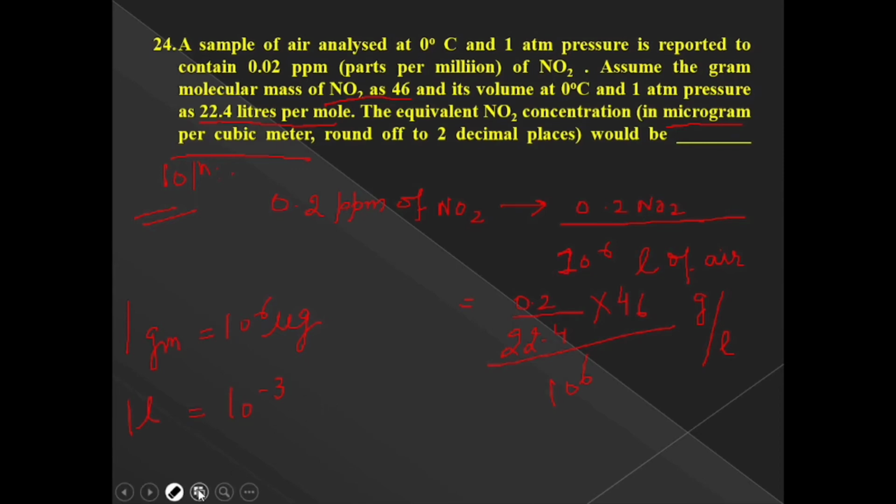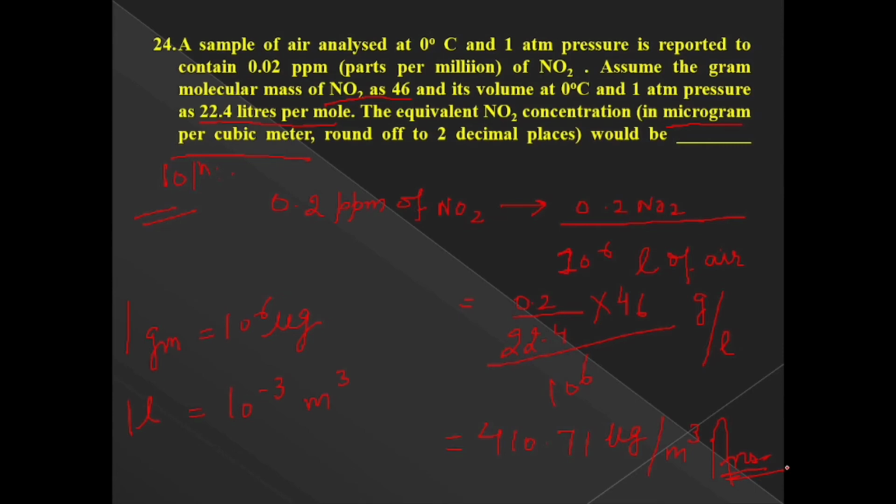Meter cube. So here this is our meter cube. After converting all the values, you find the answer as 410.7 micrograms per meter cube. That is our answer. Okay. Now this is question number 24.